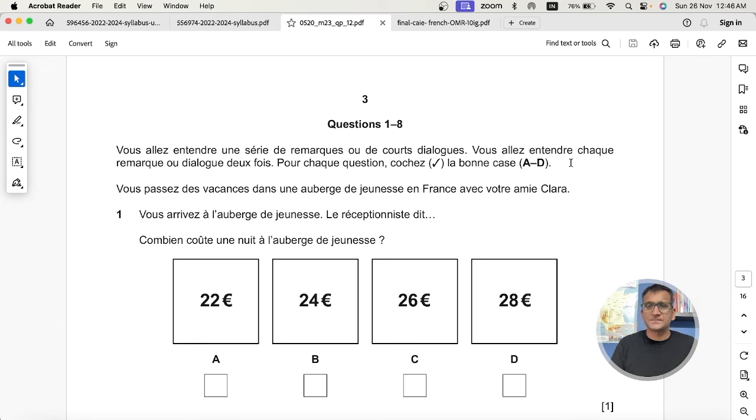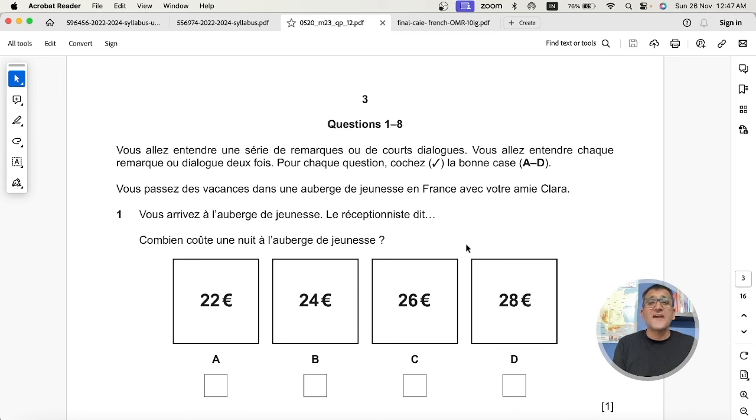Pour chaque question, cochez la bonne case A, B, C ou D. Vous passez des vacances dans une auberge de jeunesse en France avec votre amie Clara. Question 1. Vous arrivez à l'auberge de jeunesse. Le réceptionniste dit: Pour une nuit, ça fait 24 €, s'il vous plaît.